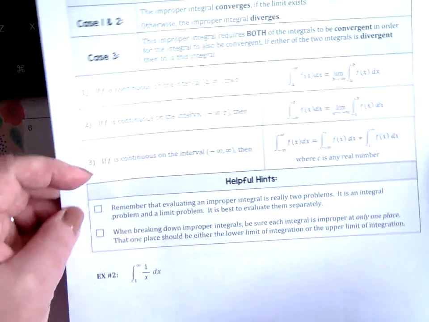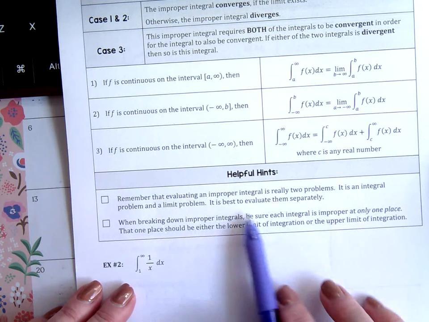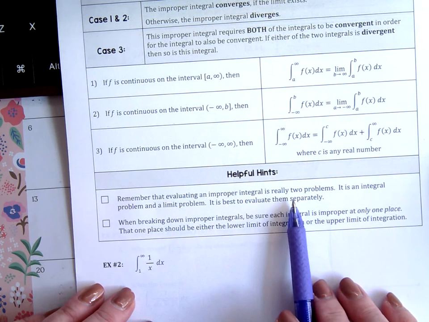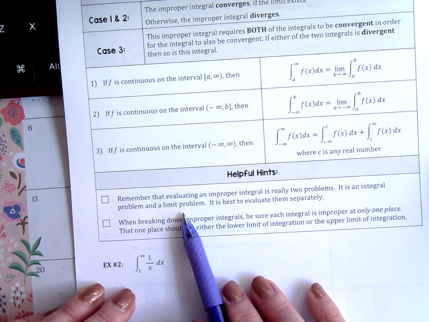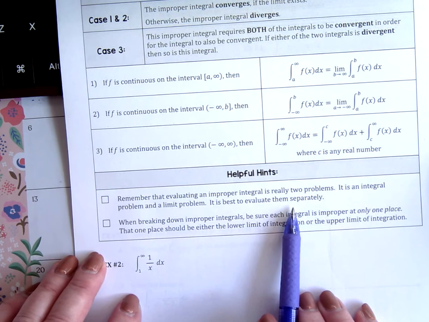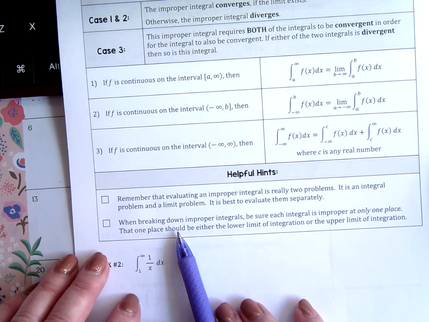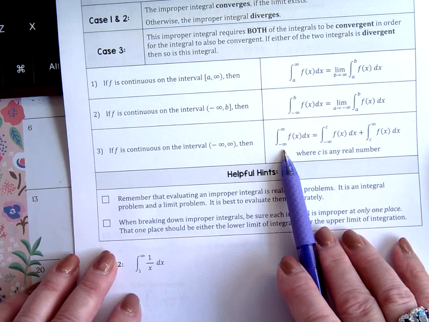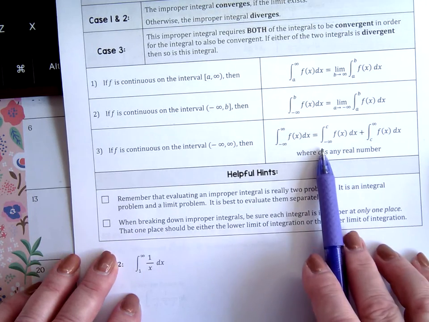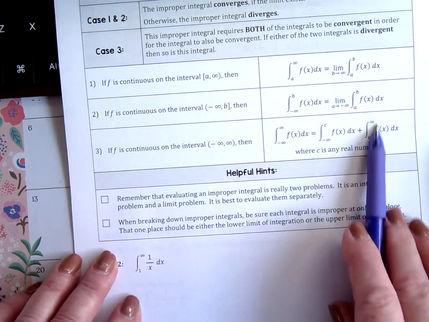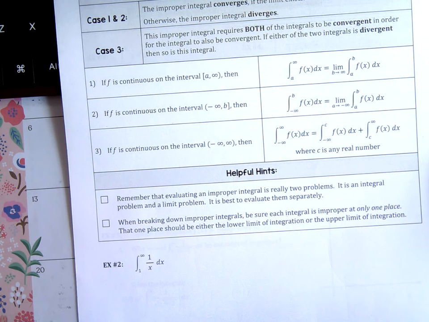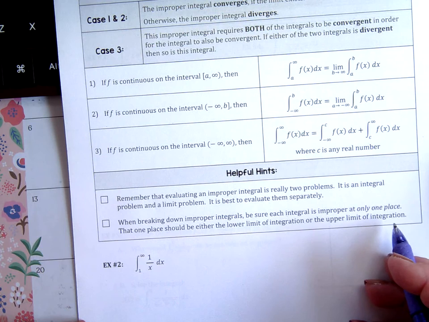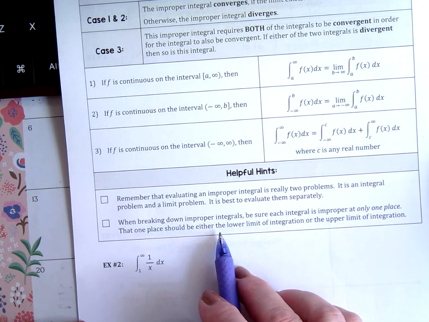So here's the deal. Remember that evaluating an improper integral is really 2 problems. It's an integral problem and a limit problem. That's important to us. It is best to evaluate them separately. And when breaking down improper integrals, be sure each integral is improper at only one place. In other words, you can only have an infinity at one bound. You can't have an infinity at the bottom bound and the top bound. It has to be broken up where there's only one infinity involved as your bounds. That's what she's trying to say here. That one place should be either the lower limit of integration or the upper limit of integration. They can only be in the top or in the bottom, but not both.